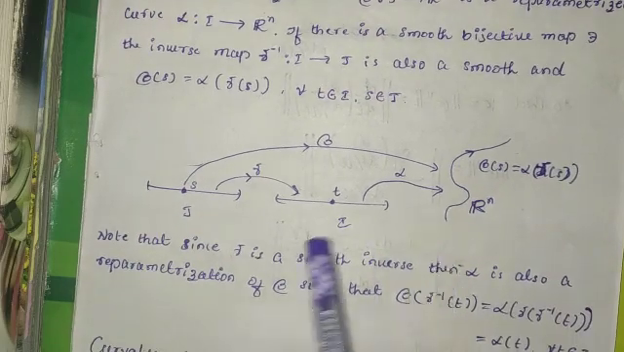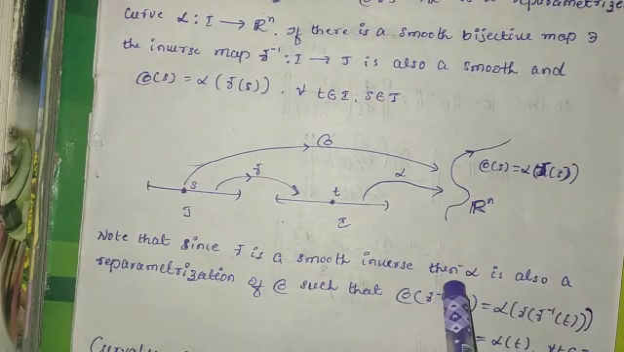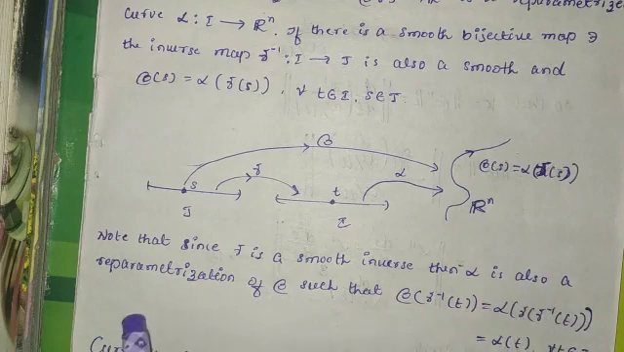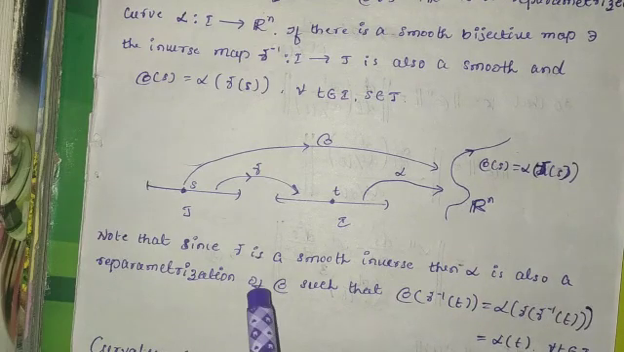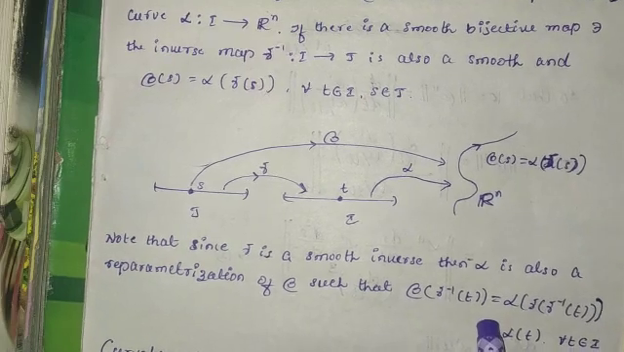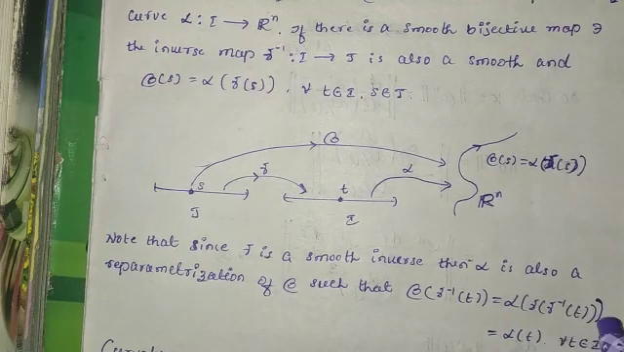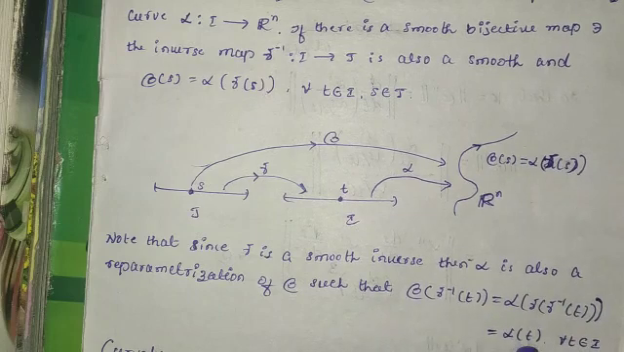Now look here, since gamma has a smooth inverse, alpha is also a reparameterization of beta, which can be represented as beta of gamma inverse of t, which is equal to alpha of gamma inverse of t. This can be represented as alpha of t for all t belongs to interval I. Okay, so this you should remember. Beta of gamma inverse of t can be represented as alpha of t.